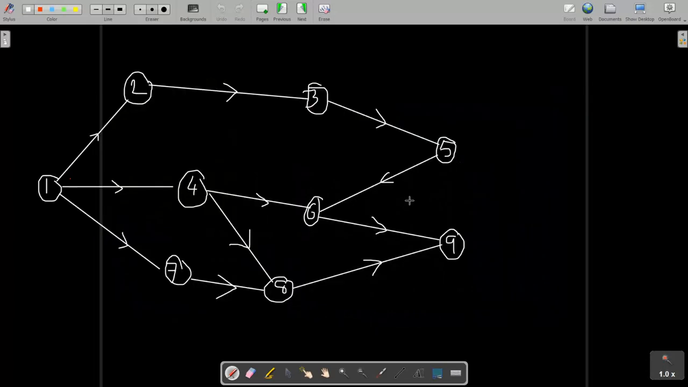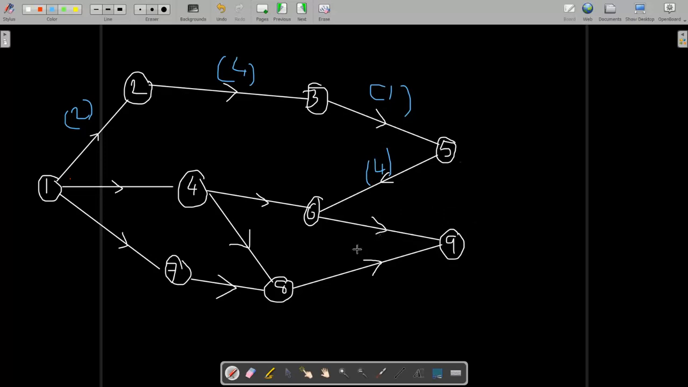Now, we will show here the activities. Time 1 to 2, activity duration is 2 days. 2 to 3, 4 days. 3 to 5, 1 day. 5 to 6, 4 days.